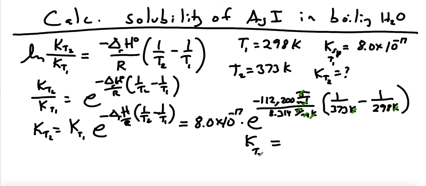So anyway, when we plug this in, our new K comes up to 7.3 times 10 to the negative 16. So we increase quite a bit on the size of our K.